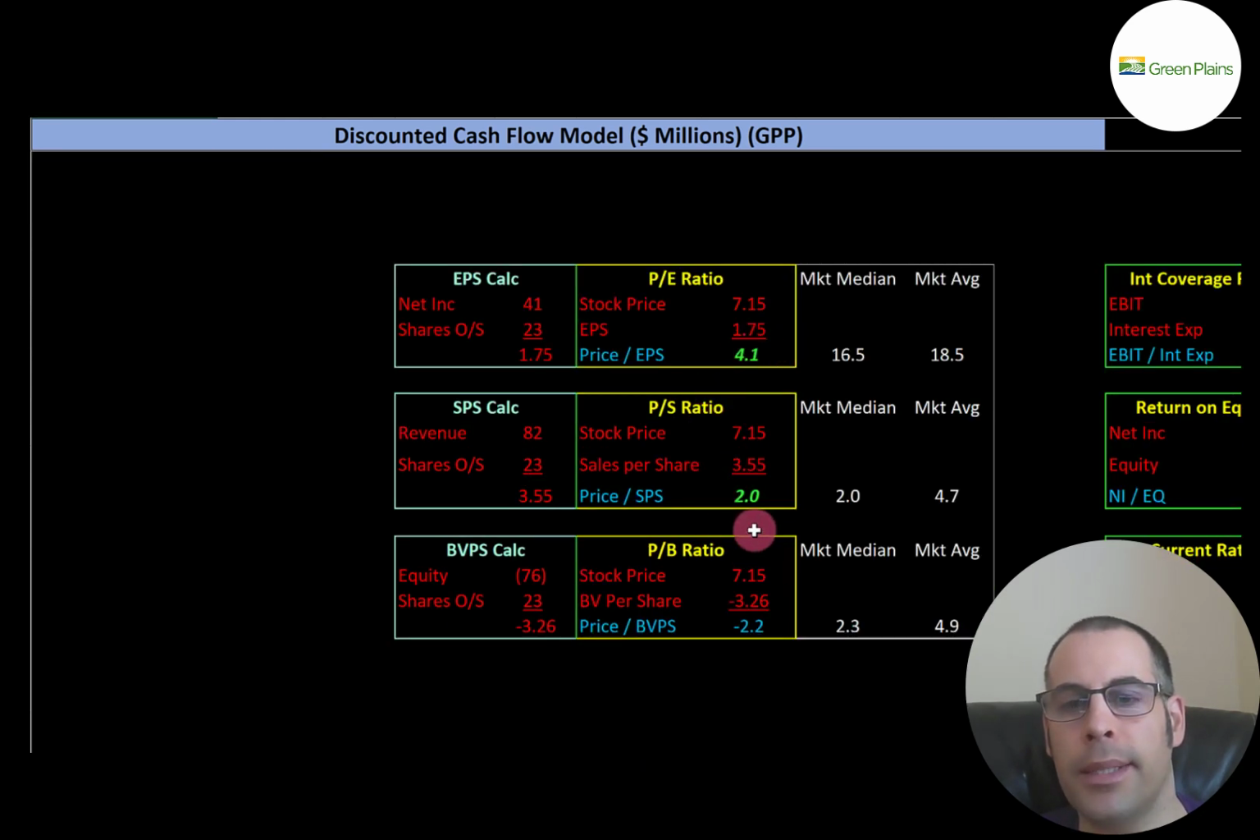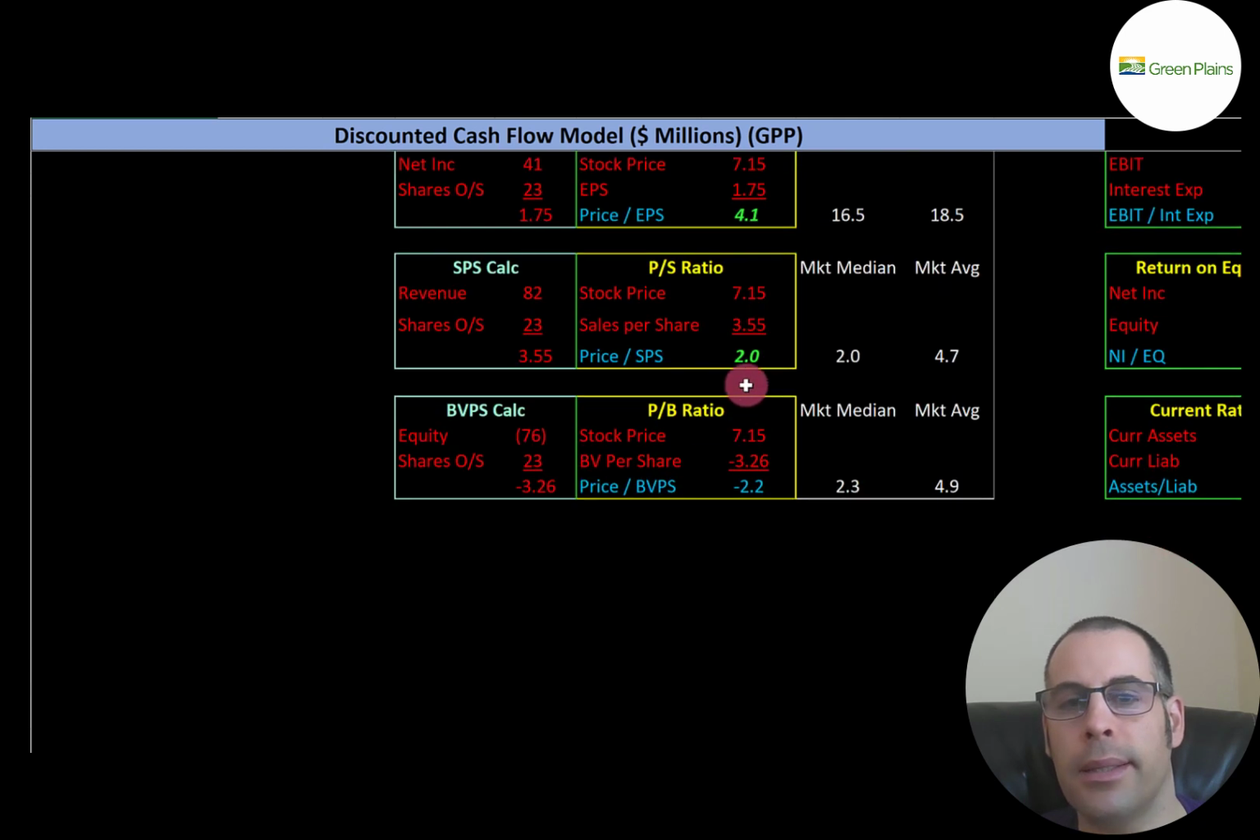Great PE and price to sales, and a bad price to book. PE is stock price over earnings per share. They're at 4.1, which is really good. Price to sales is stock price over sales per share. They're at 2.0. That's great. Price to book is stock price over book value per share. They have negative book value, so they have negative price to book.